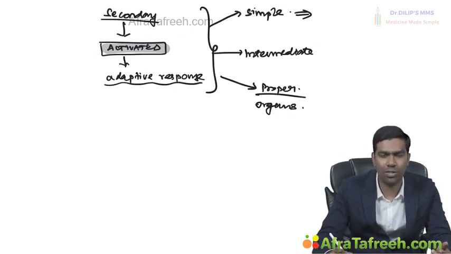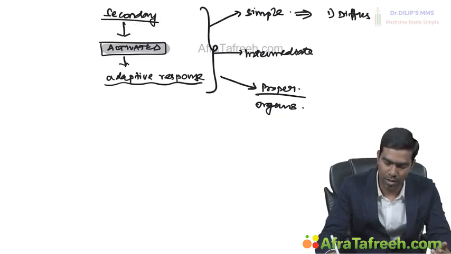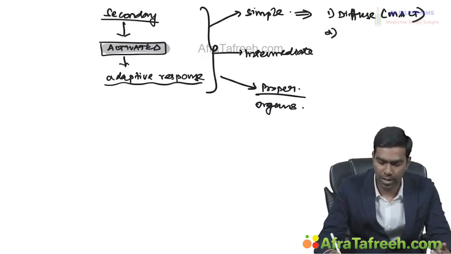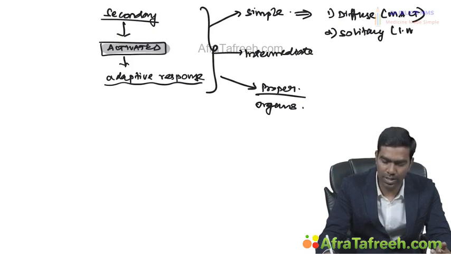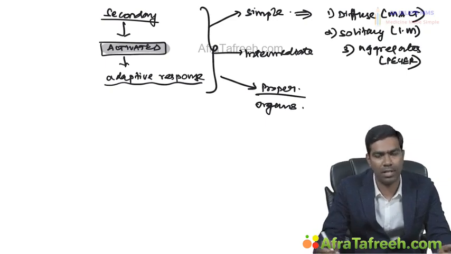Simple tissues that give rise to secondary lymphoid organs are: number one, diffuse tissues, also called MALT, mucosa-associated lymphoid tissue. Second, solitary lymphoid tissues, usually seen in the intestinal mucosa. And third, lymphoid aggregates, which you generally see in the form of Peyer's patches in the intestine, especially in the ileum.